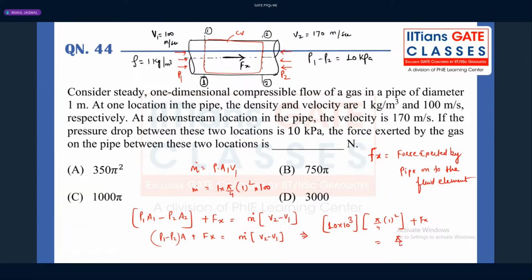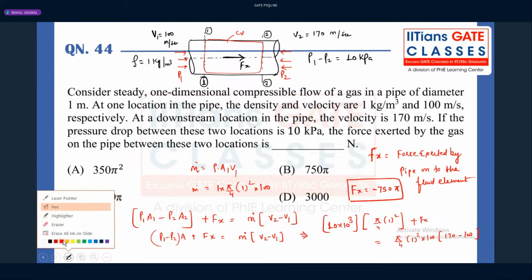So what we can write, guys? Pi by 4, 1 square into 100, 170 minus 100. If you try to calculate this particular value, 70 into 100 minus, if you try to do 10 into 1000, and if you try to multiply pi by 4, you are going to get Fx value as 750 pi, minus 750 pi. Remember, this is the force we are getting.